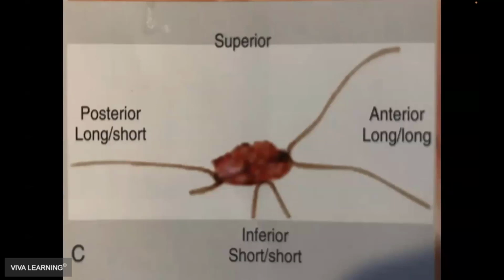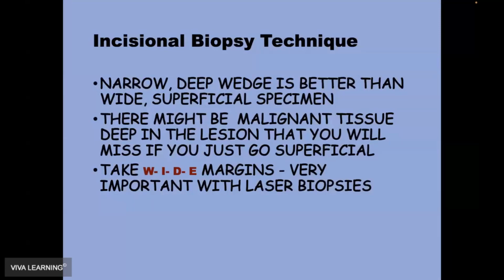That way, when the pathologist does the evaluation, he can say, no, the superior is clean, the anterior is clean, the posterior is clean, but the area that had the 2 short sutures, that may have been malignant. So you have this orientation, so you know what part of the lesion is benign, what part of the lesion is malignant. When you do an incisional biopsy, you can do it one of 2 ways.